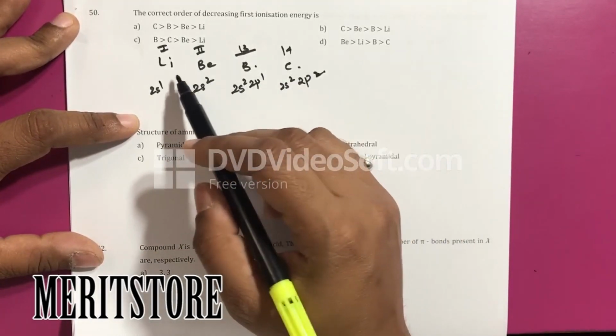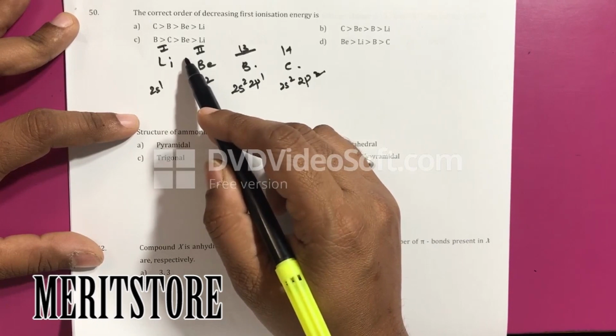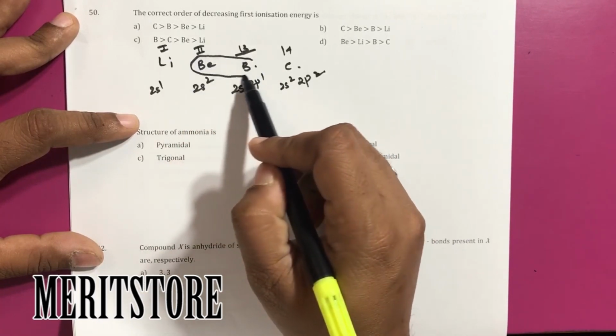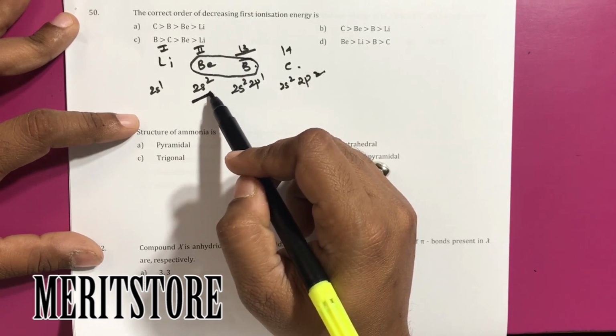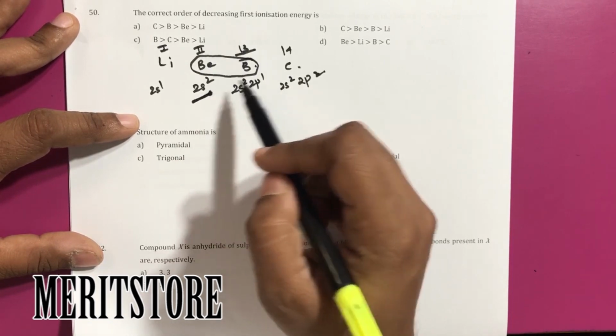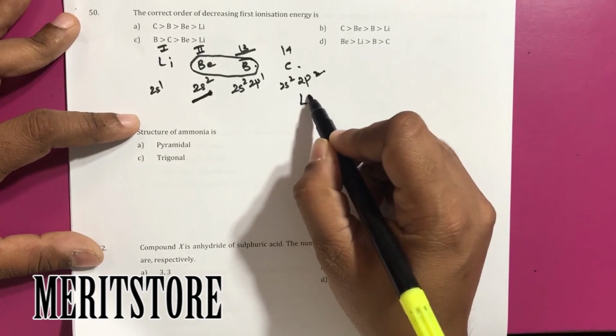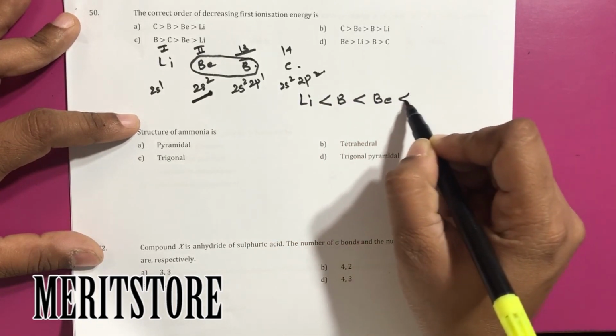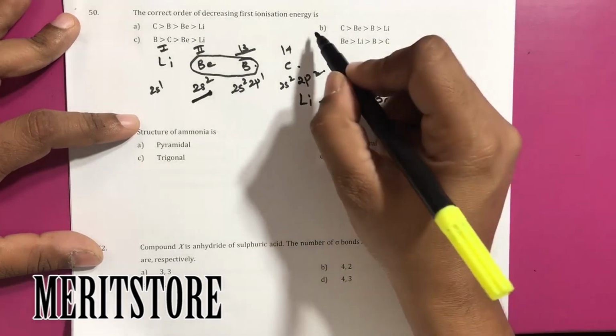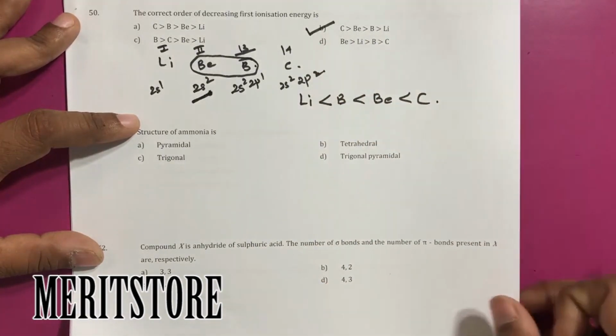When I talk about this, lithium should be the lowest one, but in the case of beryllium and boron, there is an exception because beryllium shows the most stable configuration. So that requires more energy than boron. So the least one is lithium, then boron, then beryllium, and the last one is carbon. Therefore, our option is option B.